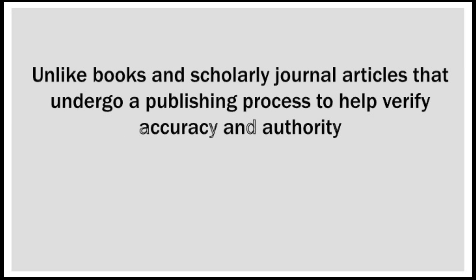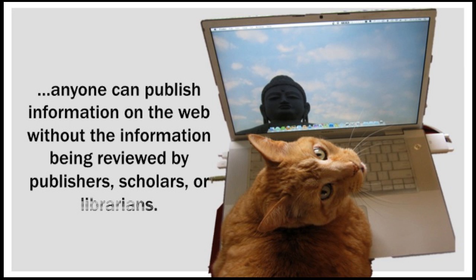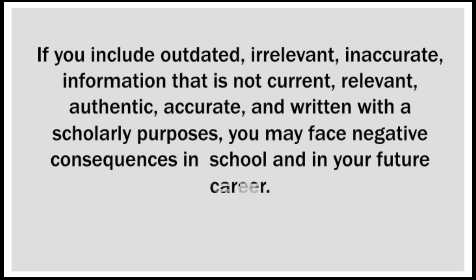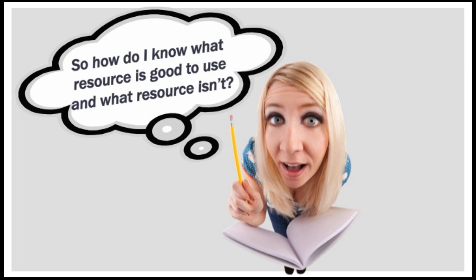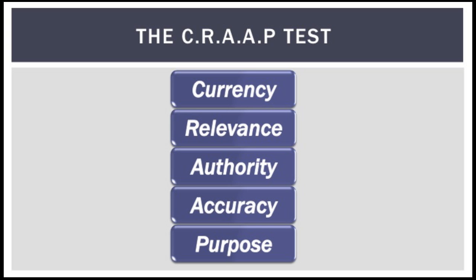Unlike books and scholarly journal articles that undergo a publishing process to help verify accuracy and authority, anyone can publish information on the web without that information being reviewed by publishers, scholars, or librarians. And if you include outdated, irrelevant, inaccurate information, you may face negative consequences in school and in your future career. So basically, just remember, CRAAP in equals CRAAP out. So how do you know what is a quality resource that you can use in your research? Use the criteria highlighted in CRAAP.